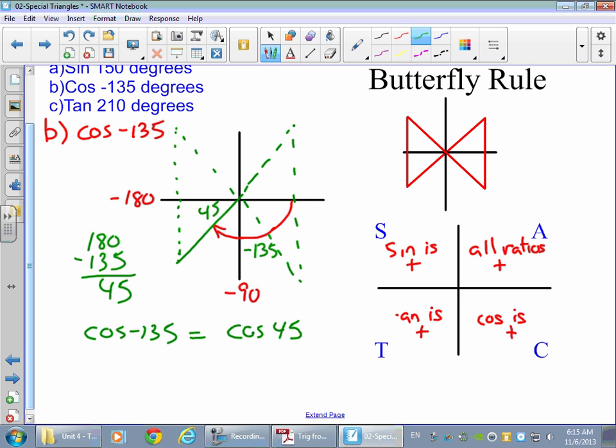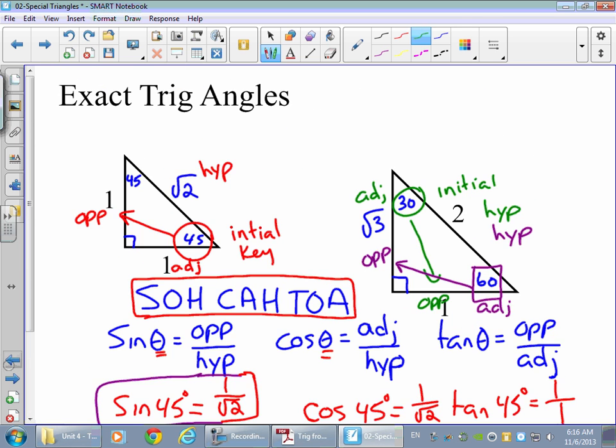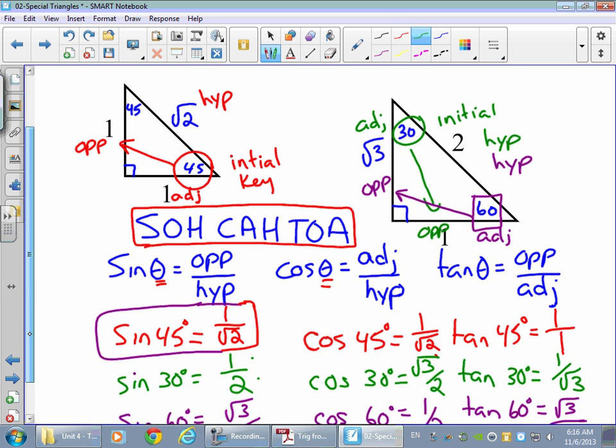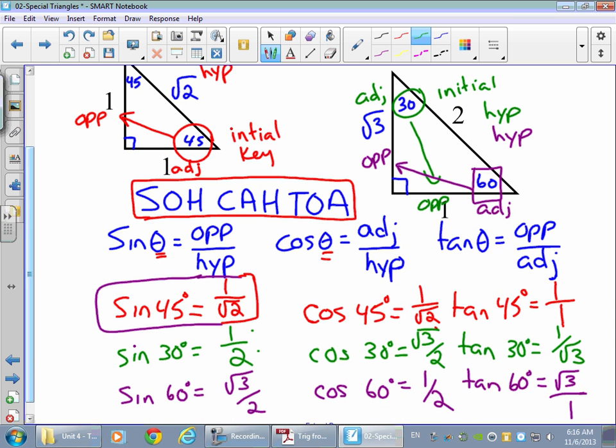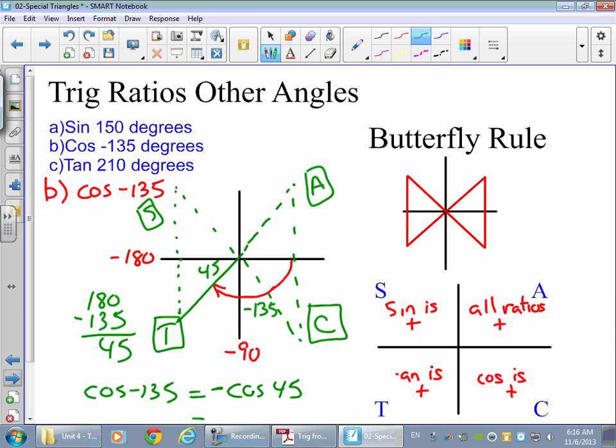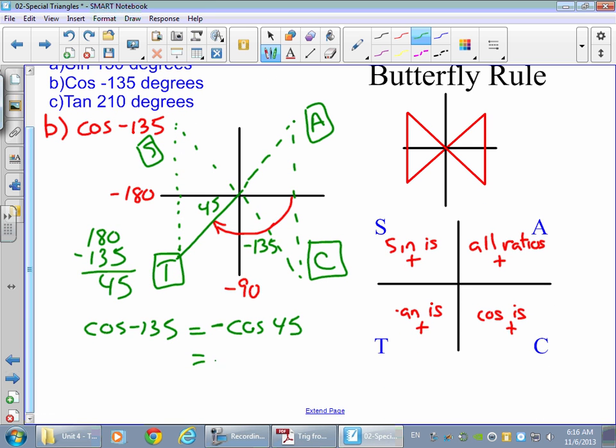And again, the only question is, in this quadrant now, do I have a positive or negative? Well, cos is positive over here. They are all positive here. Sine is positive here. Only tan is positive over here. And so cos of negative 135 is equal to negative cos of 45. And cos of 45 was 1 over root 2. So this is now going to be negative 1 over root 2.